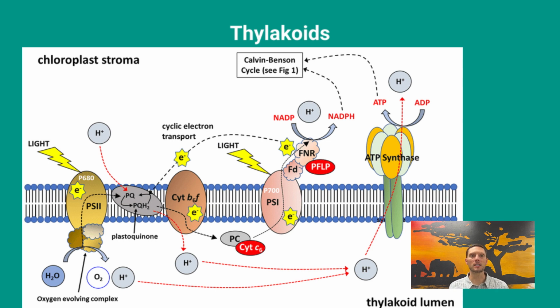And all of these components work together to achieve the production of reduced NADP and ATP, which is essential for the light-independent reactions. Photosystem 2 and the cytochrome b6f complex are mostly in the grana. Photosystem 1 and the ATP synthase are mostly in the stroma lamellae.